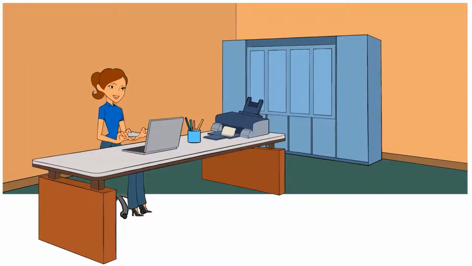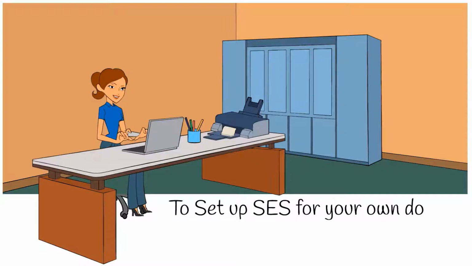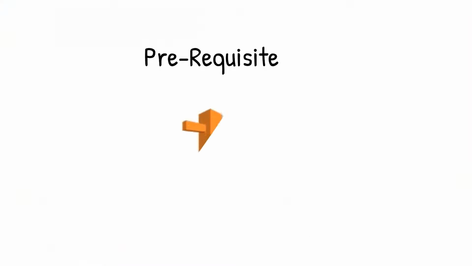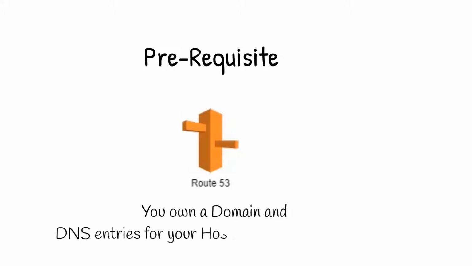Let's move on to take a look at how to set up SES for sending emails using your own domain. For this, the user needs to authenticate the ownership of the domain. Prerequisite to this setup is that you should have ownership of a domain and the required DNS entries are created as hosted domains in Route 53.